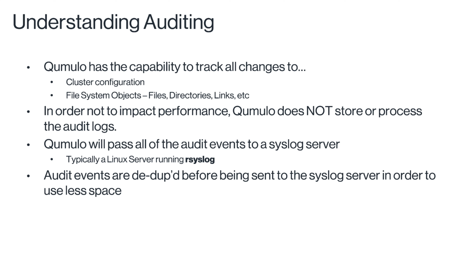Cumulo will track all changes to the configuration of a cluster, as well as any changes to the file system. Anything from creating a file, reading, writing, changing an ACL, etc. All file system operations are audited. In order to not affect performance, Cumulo will never process or display audit logs. The Cumulo cluster will pass all of the audit events to a syslog server using the rsyslog protocol.